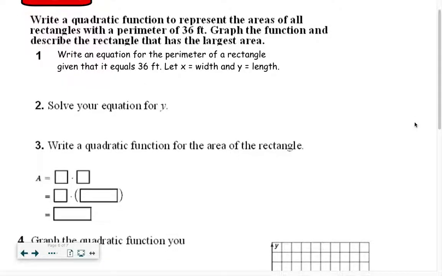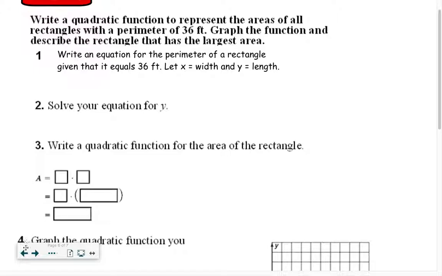Last one. It says write a quadratic function to represent the areas of all the rectangles with a perimeter of 36 feet. Graph the function and describe the rectangle that has the largest area. One question. One before, actually, that would be wrong. Because you're calculating for the 5 feet up in the air. You can calculate the 5 feet. Here's at 5 feet higher. You don't calculate 2.5 for the vertex.